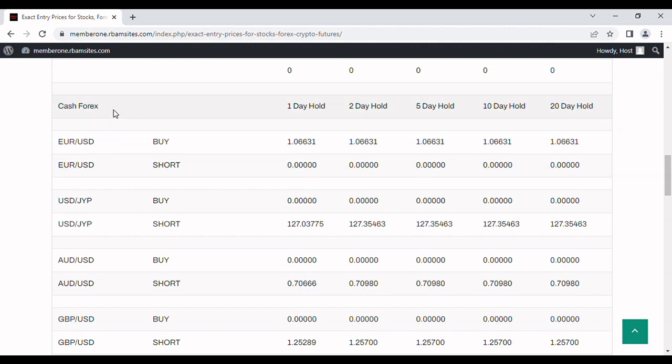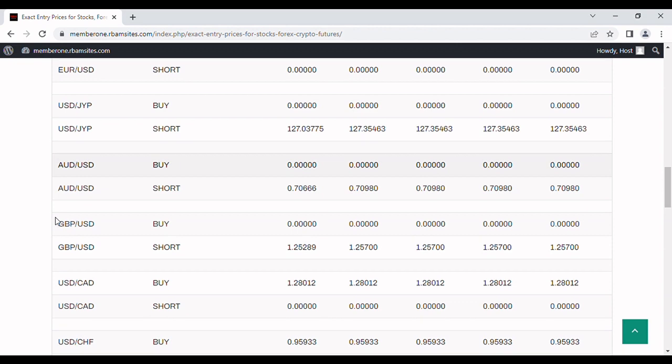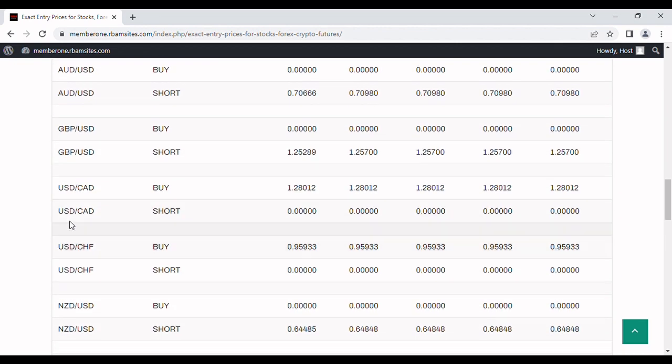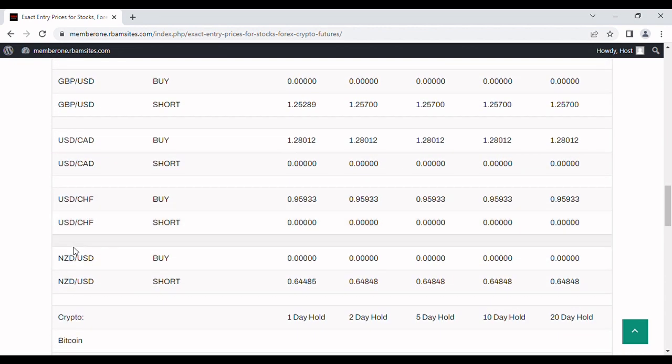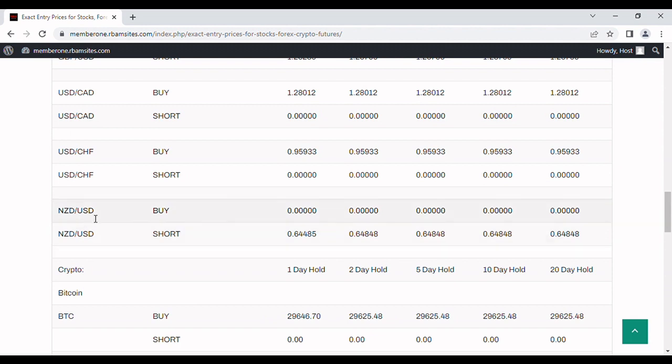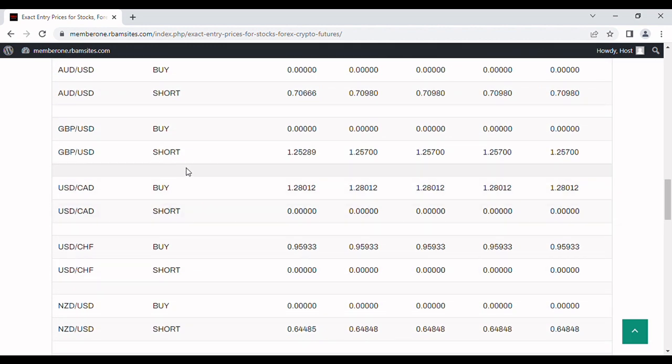Again, these are the interbank market, the cash Forex, and the Aussies, the pound, Canadian dollar, Swiss franc, and then the New Zealand against the dollar. We cover every day buys or shorts. There won't be both, be one or the other for each instrument.